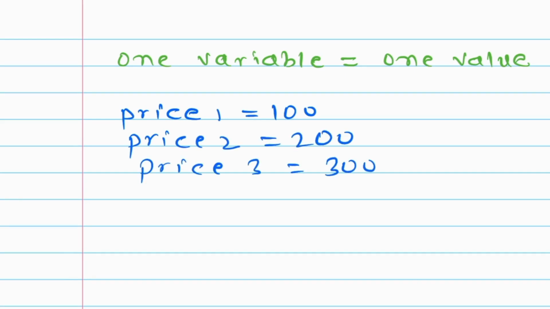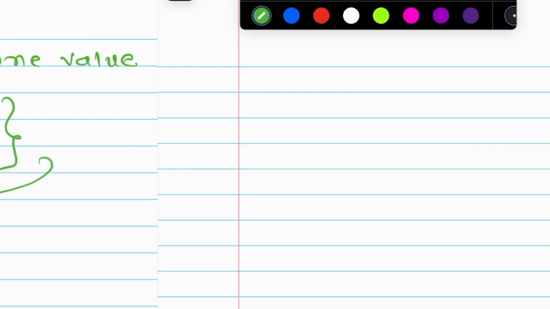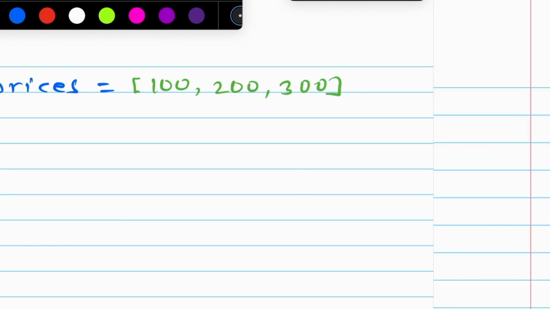This works, but it's not very convenient. As the number of values increases, this becomes hard to manage. We need a better way to store multiple values together. This is where lists come in. A list is a way to store multiple values inside a single variable. In Python, a list is written using square brackets. Here prices is one variable, but it stores three values.